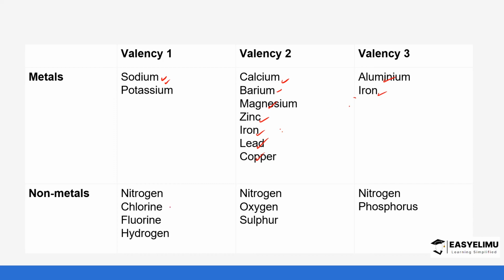For the non-metals, the ones that have a valency of 1 are nitrogen, chlorine, fluorine, and hydrogen. The ones that have a valency of 2 are nitrogen, oxygen, and sulfur. And the ones that have a valency of 3 are nitrogen and phosphorus.